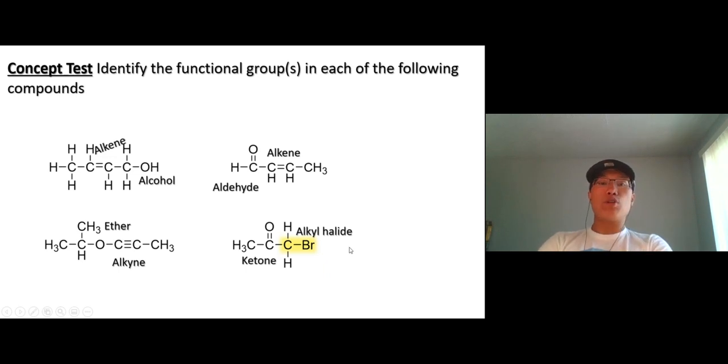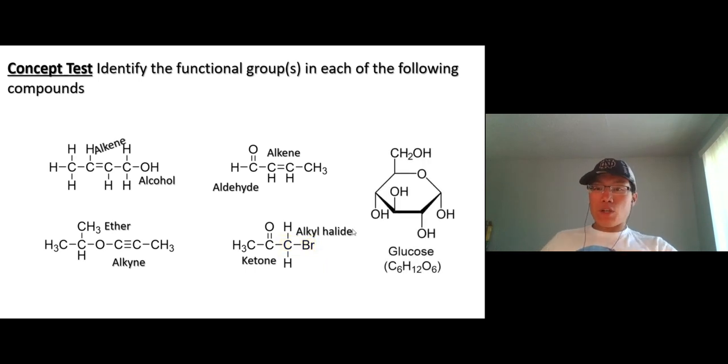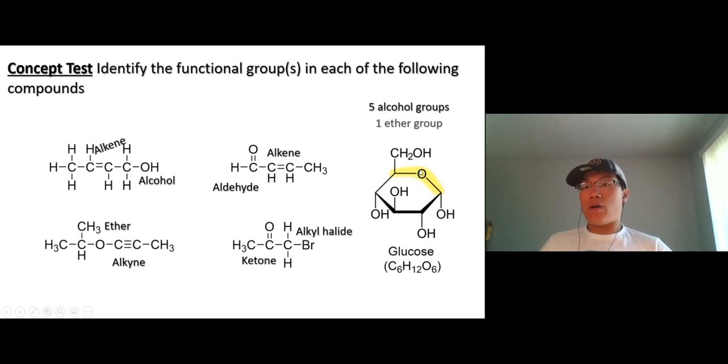You have to be able to recognize functional groups like this. One more: glucose. This is a glucose molecule. What do you see there? OH, OH, OH, OH, and OH. So all of them, 1, 2, 3, we have 5 alcohol groups. And one more, does anyone see that? This guy right here, oxygen in between the chain. We have a carbon chain, which could be a ring, but this oxygen is in the middle of the chain. So this is what we call an ether.